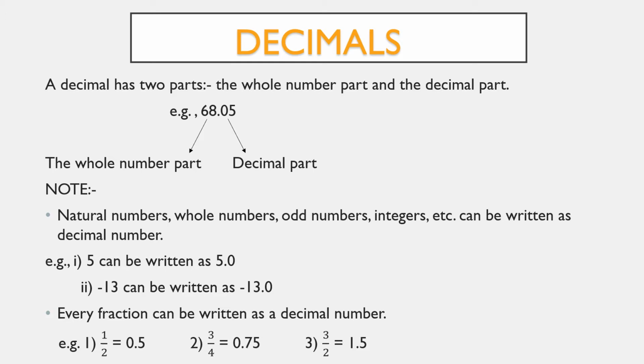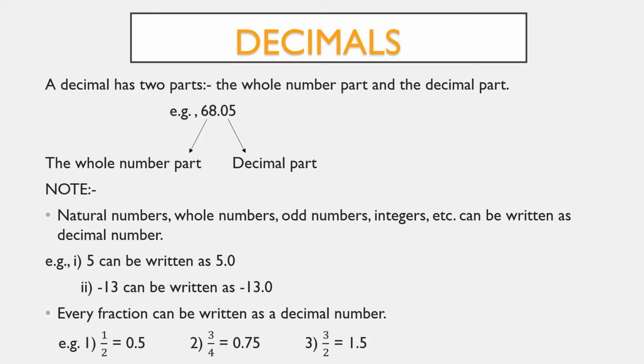Here I have given one example. See, for example 68.05. So on the left side of the decimal point, whichever number is written, this is called the whole number part. And on the right side of the decimal point, the number which is written, that is called the decimal part.